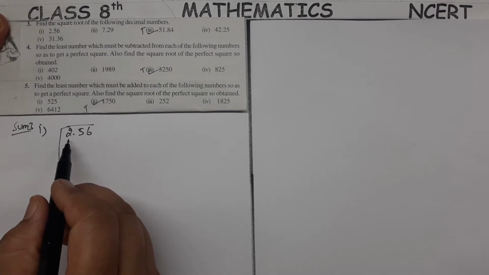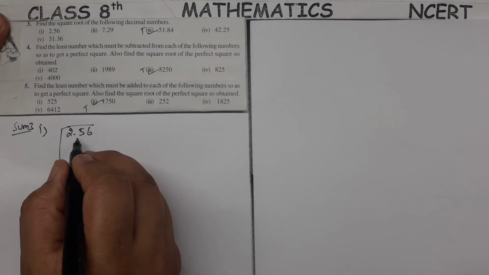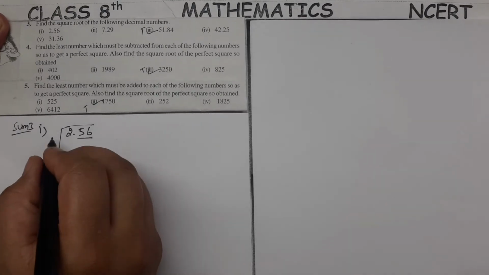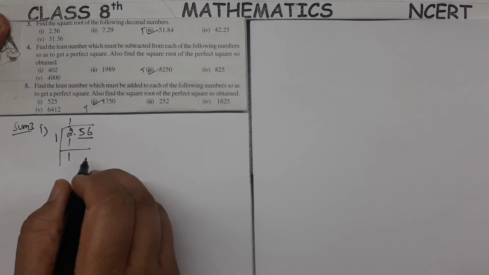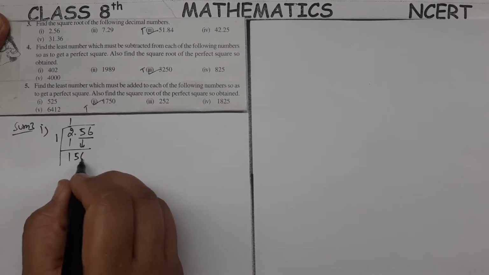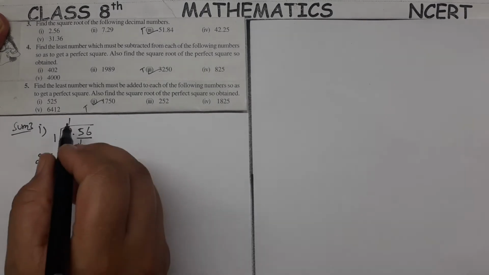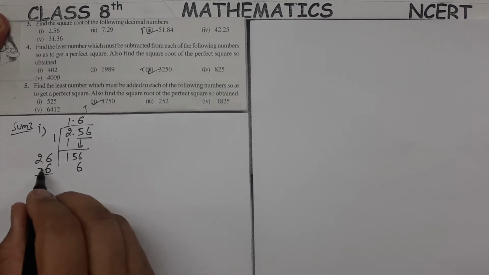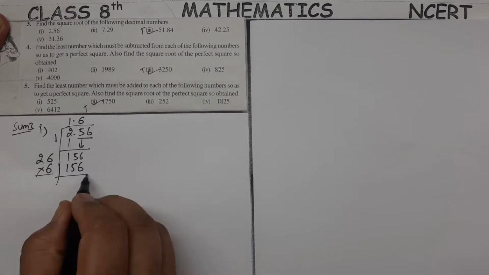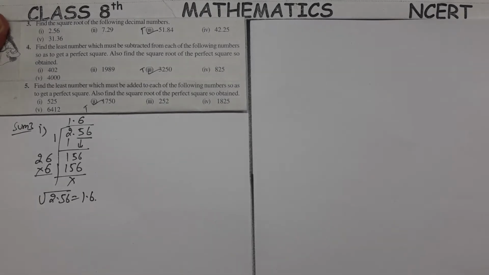Before the decimal we will pair from here, and after the decimal we will make pairs starting from the decimal. Right here, 1 squared is 1. Subtract: 2 minus 1 is 1. Pair 56. Double of 1 is 2; we will put 6 here, multiplied by 6, then the decimal point. 6 times 6 is 36, 6 times 2 is 12, plus 3 is 15. Subtract, remainder 0, hence the square root of this number is 1.6. Answer.